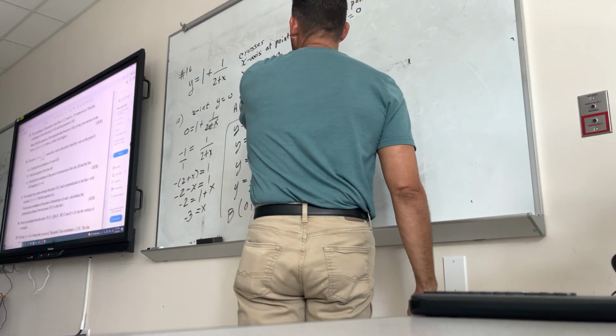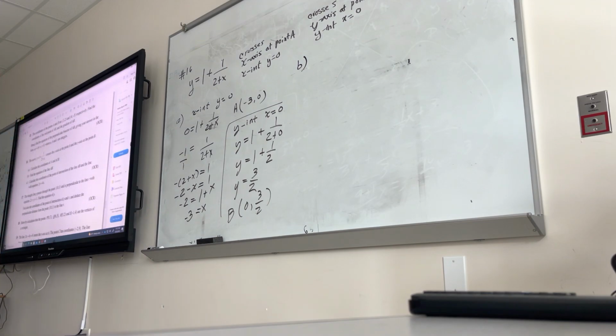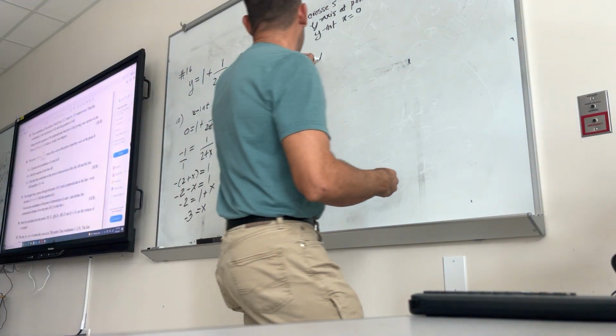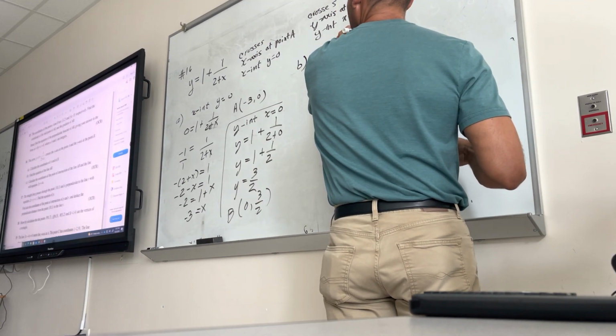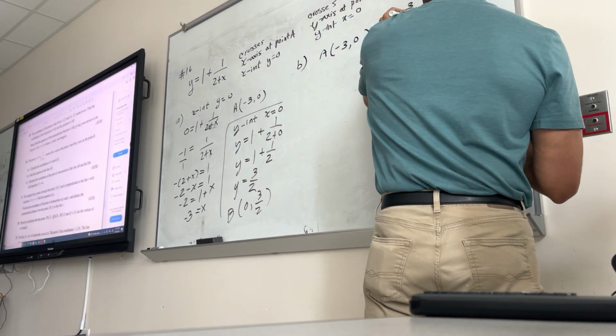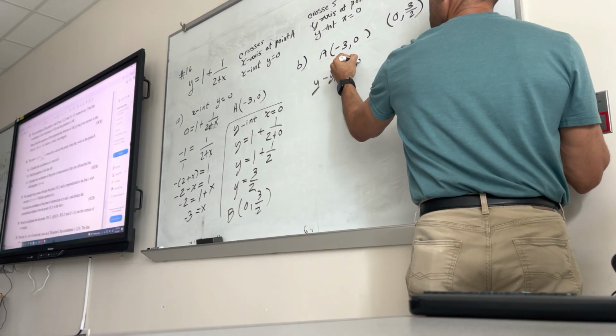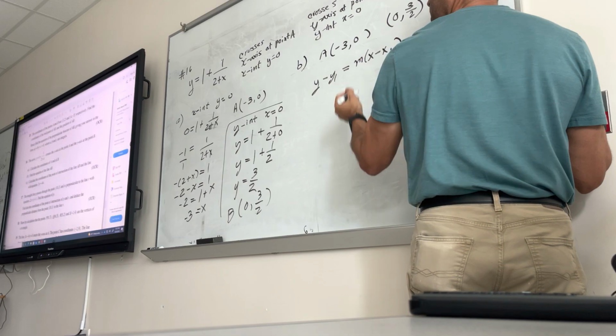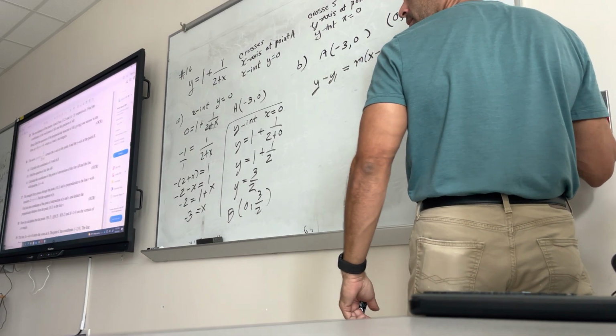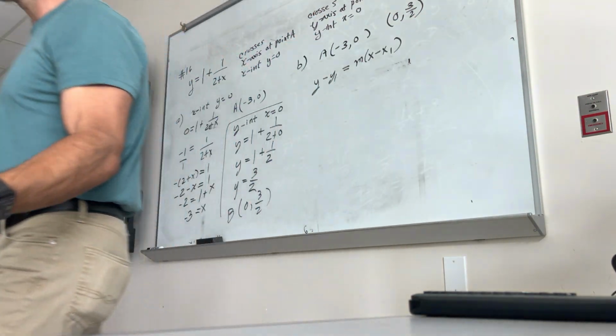So for B, it says find the equation of line AB. Well, do we have A? Yes. Do we have B? Yes. What do we need? y minus y1 equals m times x minus x1. Agreed?